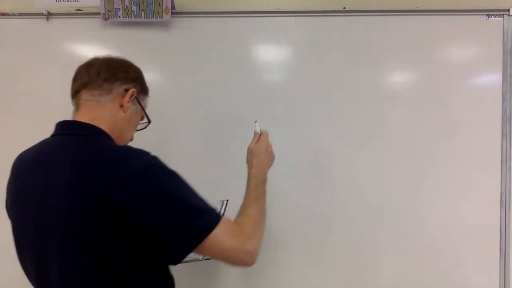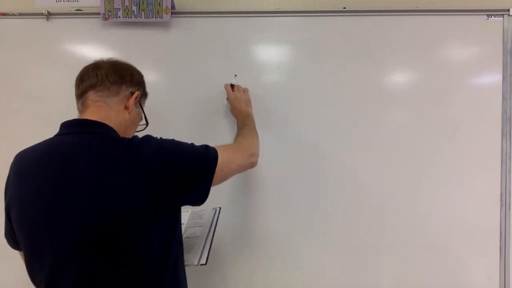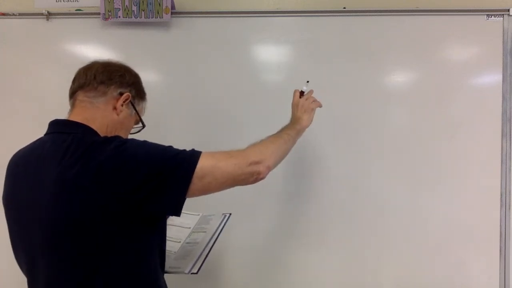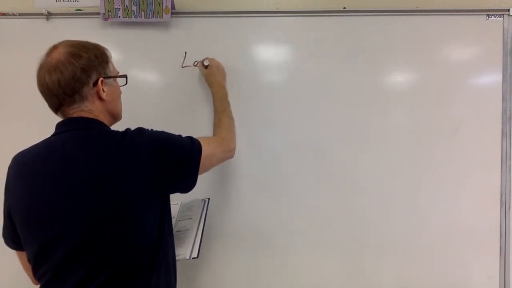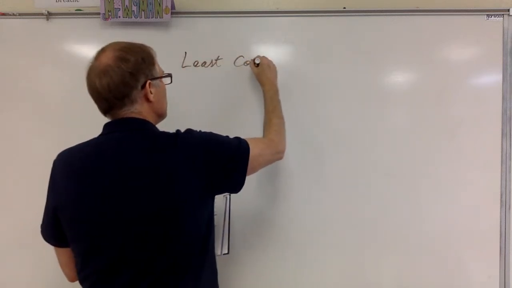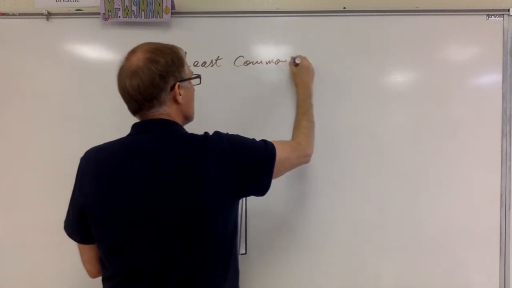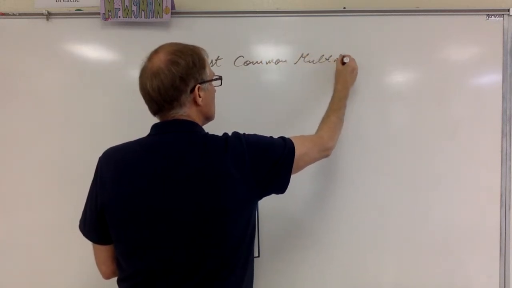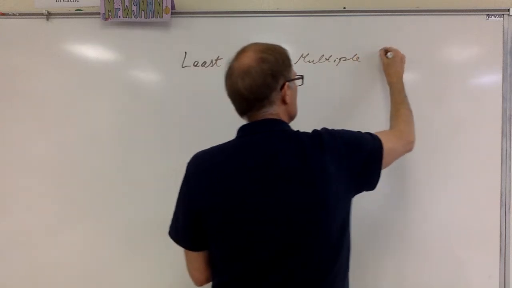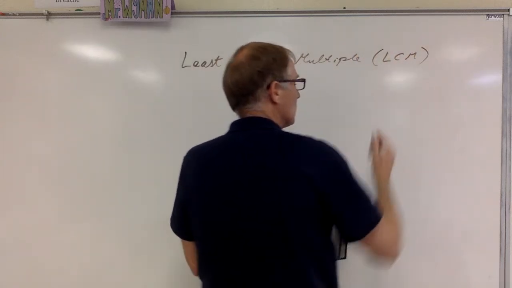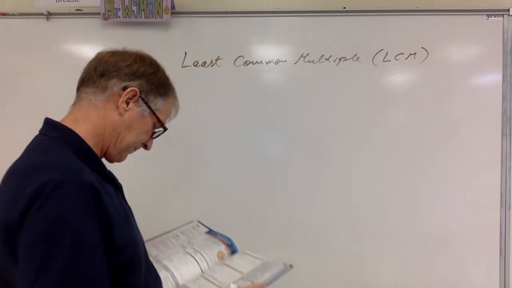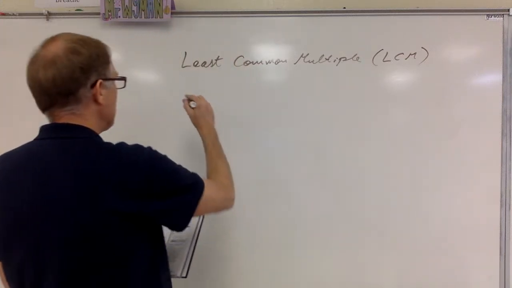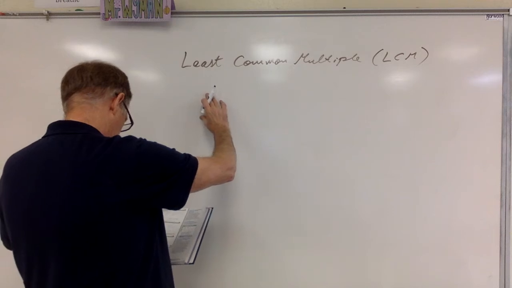So the first thing, we're going to look at adding and subtracting unlike denominators. So the first thing is finding the least common multiple. The least common multiple. That is the LCM, which is basically what you do when you find lowest common denominators. Okay. So the first step here is we're going to find the LCM between two things.